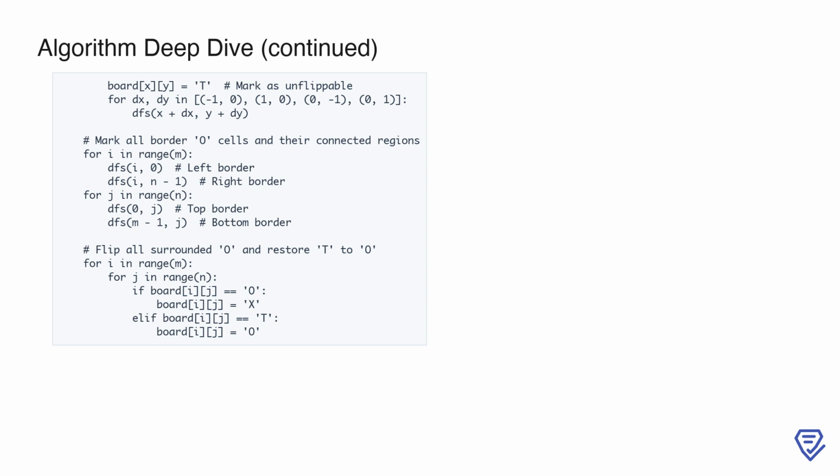Once this marking is complete, we loop through the entire board to flip surrounded O cells to X and restore marked T cells back to O. This ensures that the board is modified appropriately, with all surrounded regions flipped and unflippable cells preserved. The final solution efficiently handles the problem requirements, maintains clarity in its implementation, and achieves the desired output in a single traversal of the board.